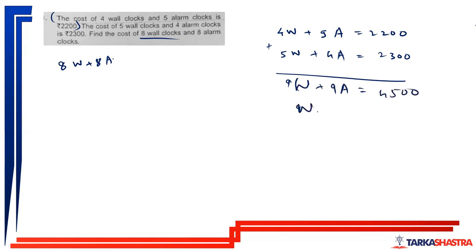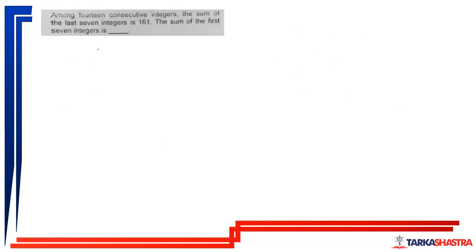If we divide by 9, then wall clock plus alarm clock is equal to 500. And a wall clock plus alarm clock is equal to 500, which is what we need to find out. 8 times wall clock plus alarm clock, that is 8 into 500, that is 4000. So the cost of 8 wall clocks and 8 alarm clocks is rupees 4000.